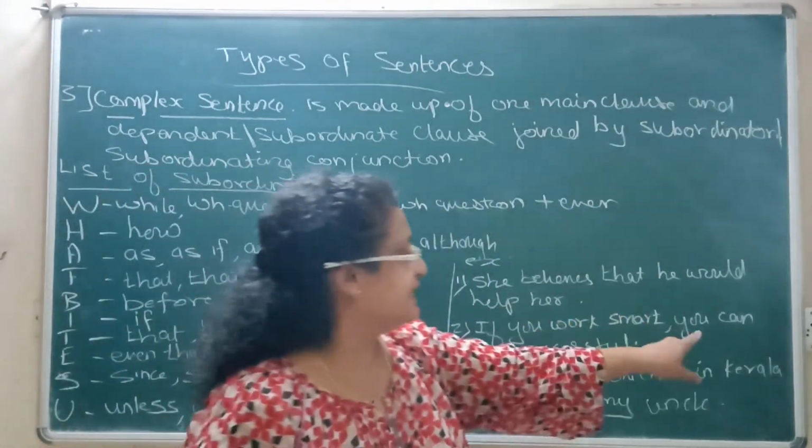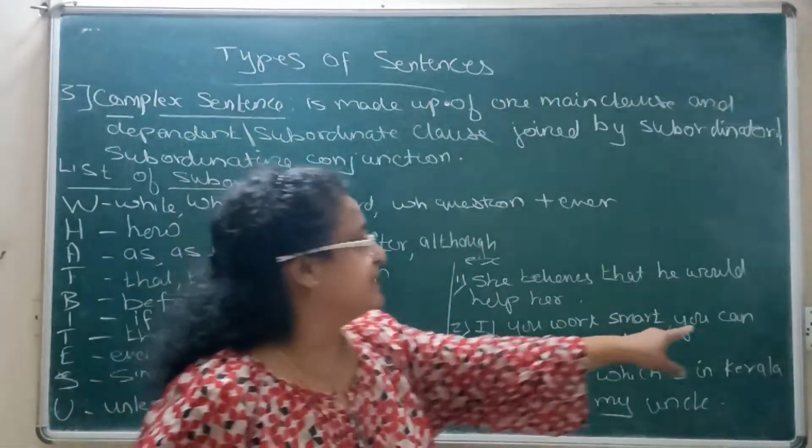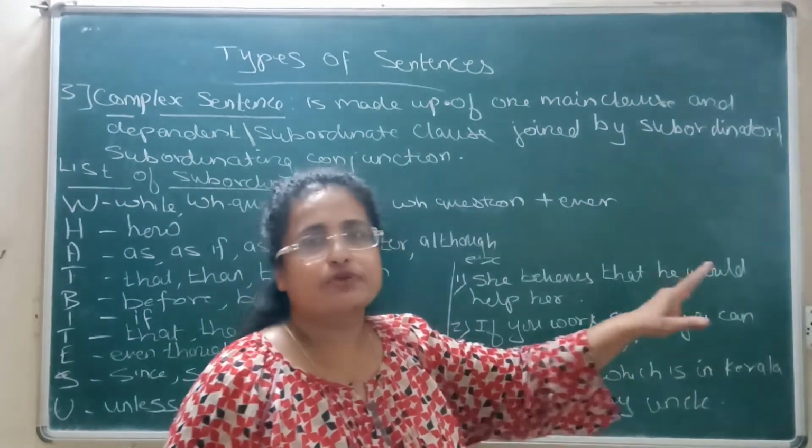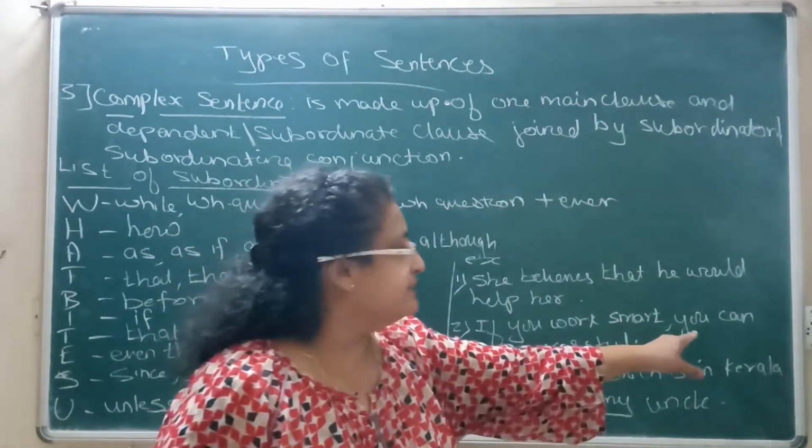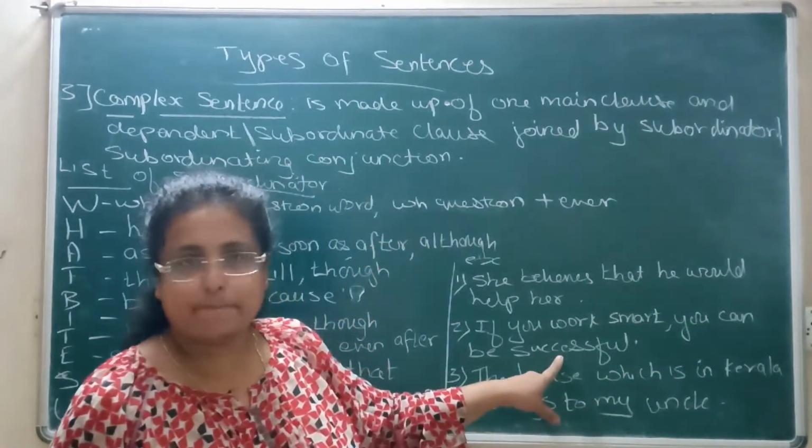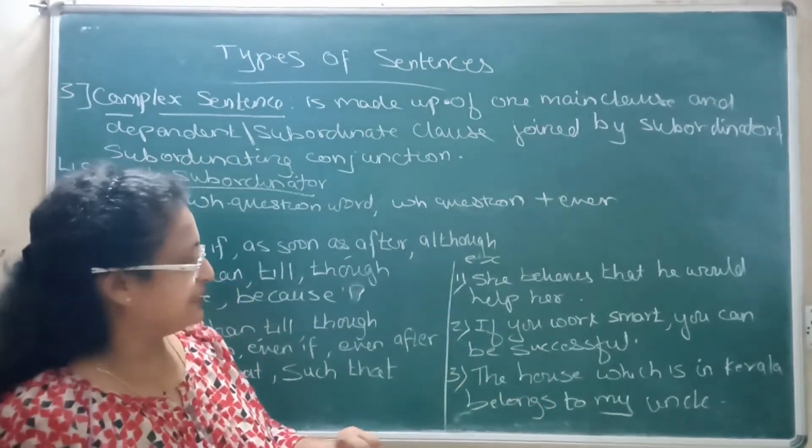Why? Because see the next one, you can be successful. Here another finite verb goes into another sentence, and here this, you can be successful, is the main clause.